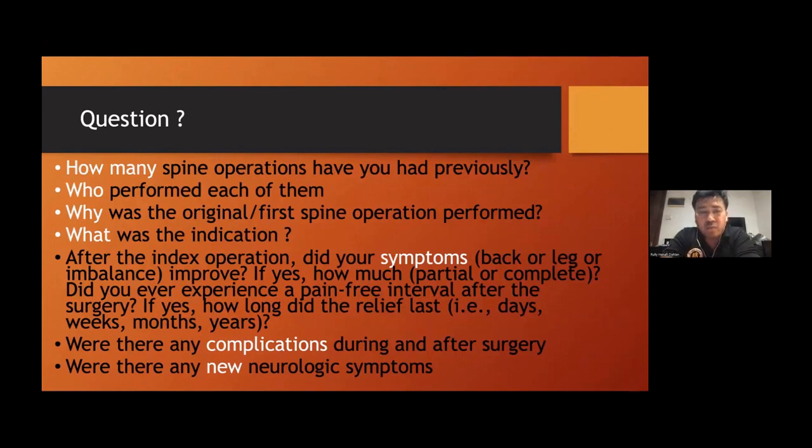And how do we evaluate it after surgery? These are some questions I tried to find. The first question is, how many spine operations have you had previously?